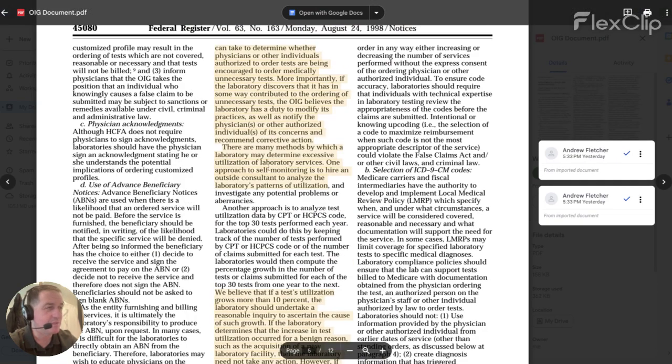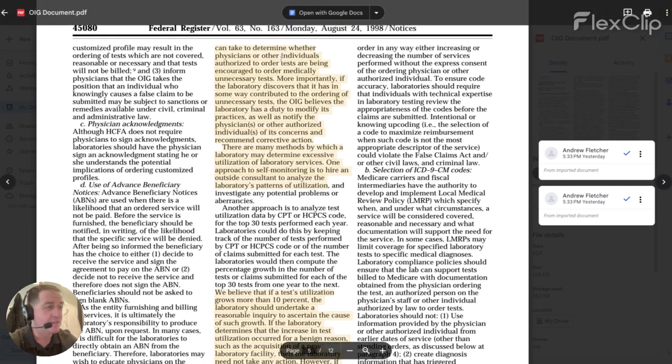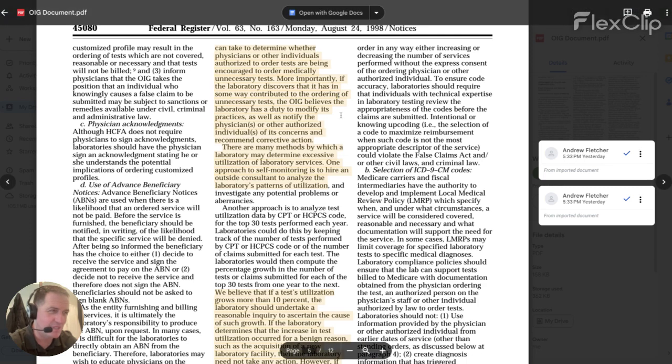When you come back up to the top of the next column, you can basically see that they say that if the laboratory discovers it has contributed to knowingly billing for unnecessary tests, it needs to do something about it. They're supposed to notify physicians. Laboratory stewardship. We noticed that something's being misordered. Maybe we need to notify the physicians based on what the OIG is telling us.